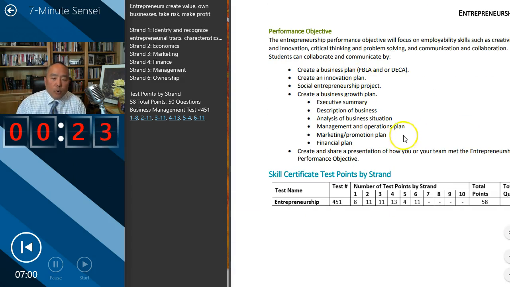Well, folks, we've run out of time. Let me just point out to you at the bottom of the Strand and Standards documents, you'll see that you have a breakdown on questions. You'll have a total of 50 questions, 58 points. The one area that you'll have the least amount of questions is in Strand 5.